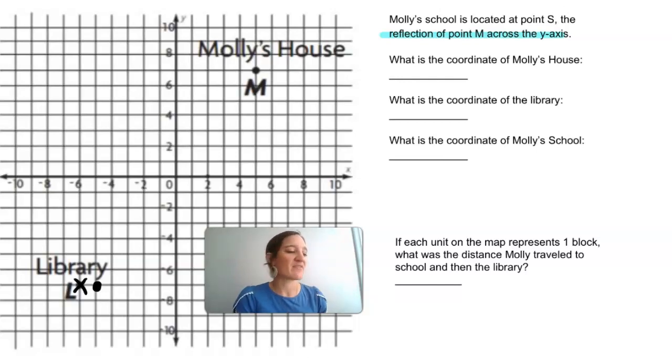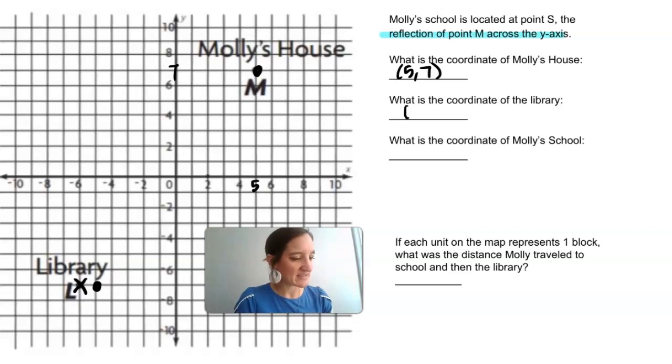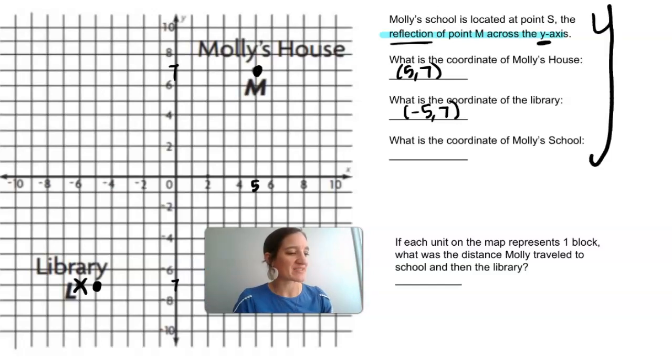So what is the coordinate of Molly's house? Well, Molly's house is at 5, 7. The library is at negative 5, positive 7. Okay, I'm following along. So what is the coordinate of Molly's school? Now we got to find the school. And what we know is that it's a reflection. Means we're going to fold it, right? Across the y-axis. I'm going to remember that my y is my long one. So I'm basically going to fold that right there, right?